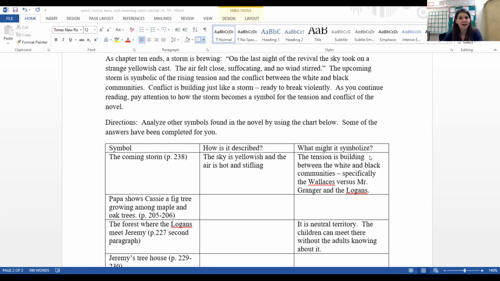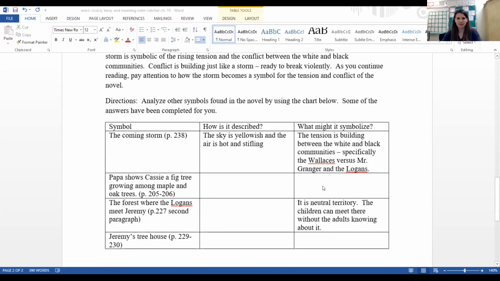So I also give you the answer for what it might symbolize. And I want to point out that I used a complete sentence. The tension is building between the white and black communities, specifically the Wallaces versus Mr. Granger and the Logans. Now, normally when you see something underlined in red, it means that something is spelled wrong and you want to right-click that and find out how to spell it right. It's going to continue to underline names though, particularly when I'm pluralizing them. So we can leave those alone.